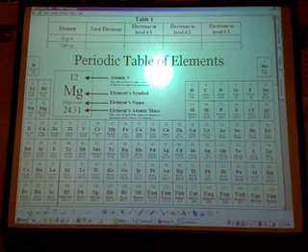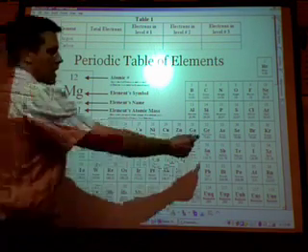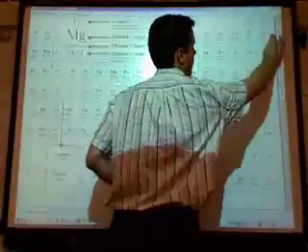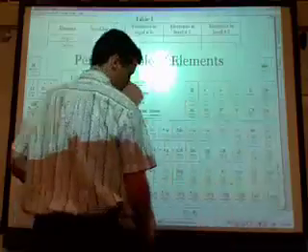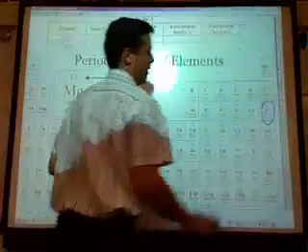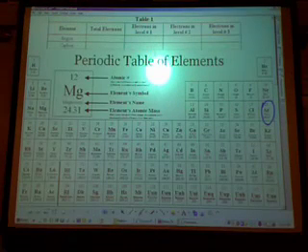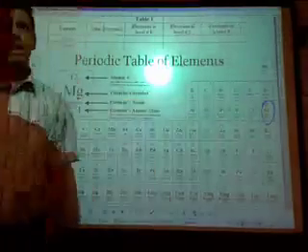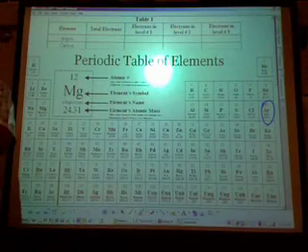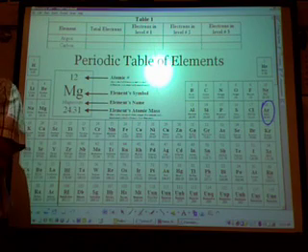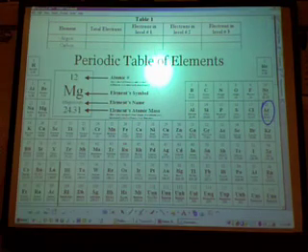Argon is number what? 18. It's over here. It falls into what group? What do we call these in this column? What kind of gases? Noble gases. So it's number 18. 18 tells me the number of what? Protons. Does argon always have 18 electrons? Not necessarily. But it always has 18 protons. Now, most atoms are neutral, therefore they have an equal number of protons and electrons.